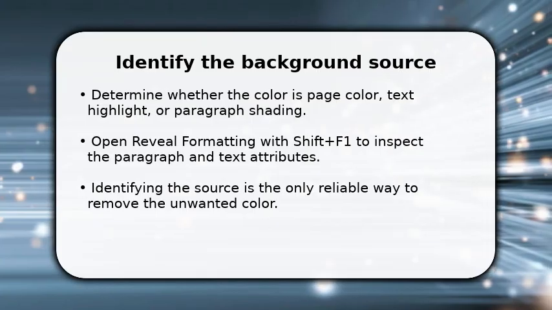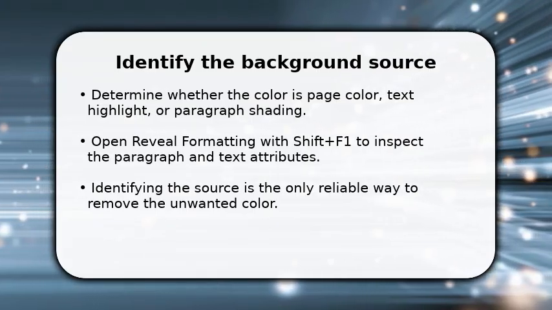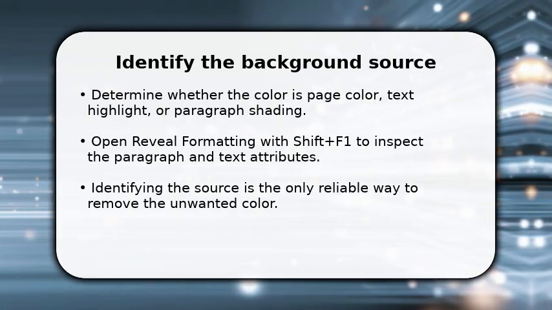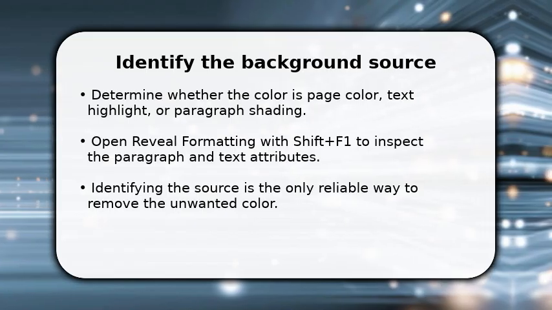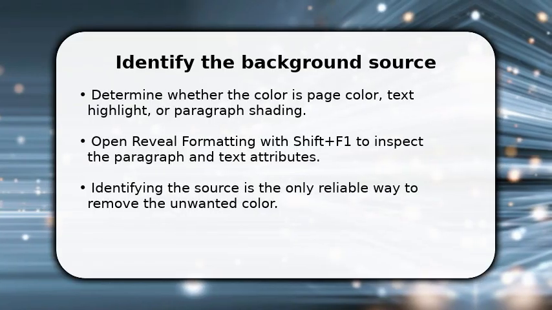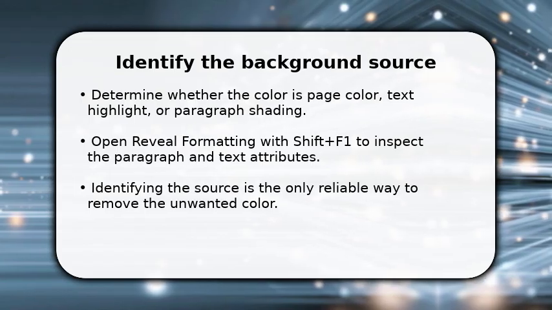Start by identifying exactly where the color originates in your document. Determine whether the color is page color, text highlight, or paragraph shading. Open Reveal Formatting using Shift plus F1 to inspect paragraph and text attributes. Look at the formatting pane for shading, highlight, and page color entries.